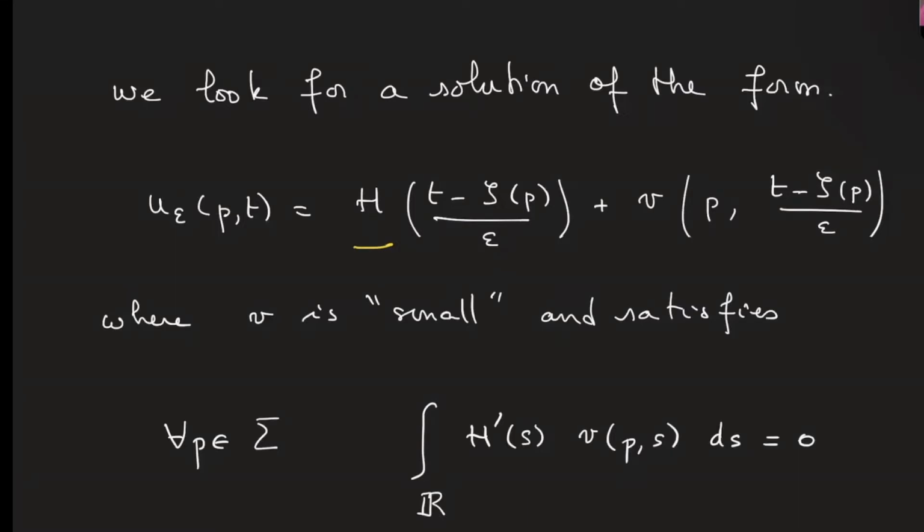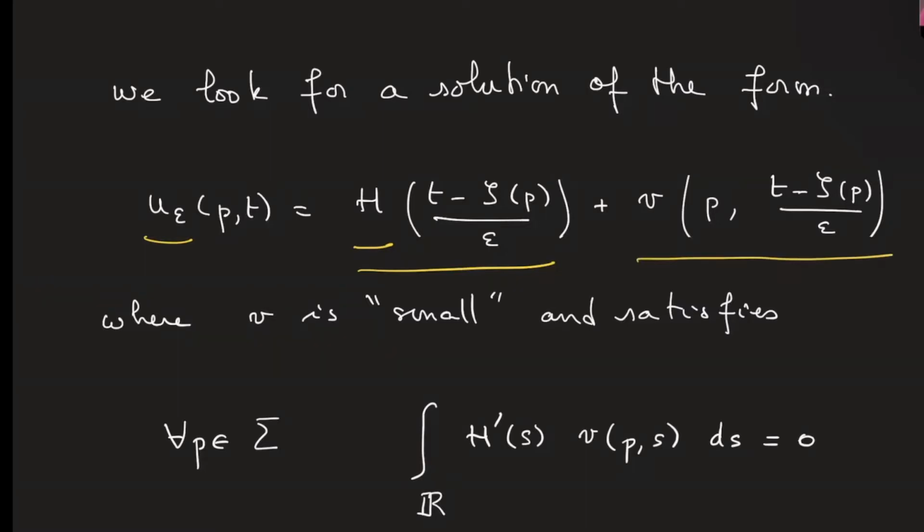So roughly speaking, this function zeta of p will move the 0 set. When zeta is equal to 0, the 0 set of the function u epsilon is exactly equal to your minimal surface. But when zeta is not equal to 0, then this means that your 0 set is a graph over sigma for the function zeta. And unfortunately, plugging in the heteroclinic solution is not enough to produce a solution, so you have to perturb it.